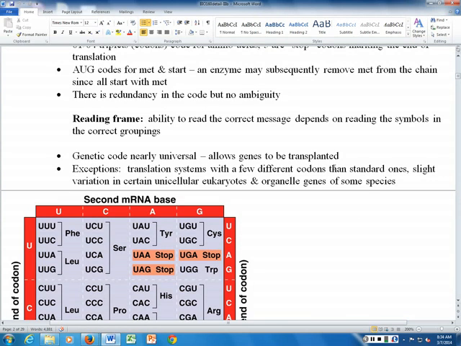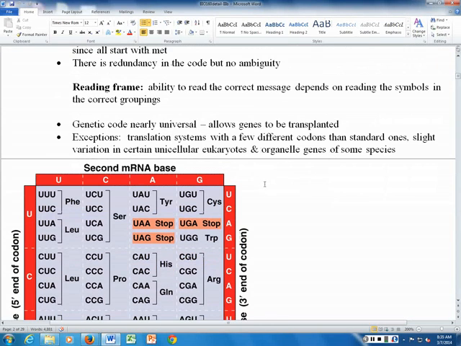So there is some redundancy in the code, but no ambiguity, which means, if you look here, for phenylalanine, you've got 2, leucine's got 2, it actually has these other 4. So there's multiple codons that will code for each amino acid.